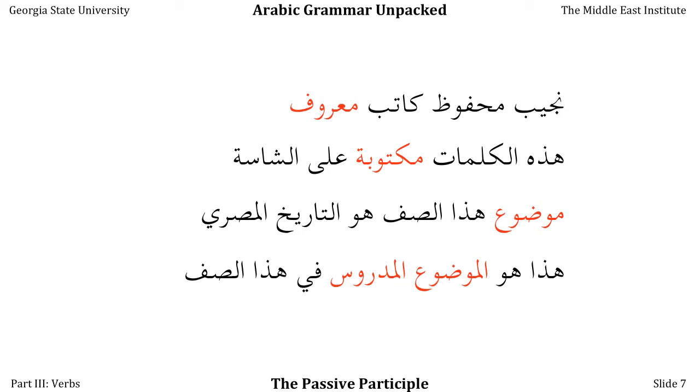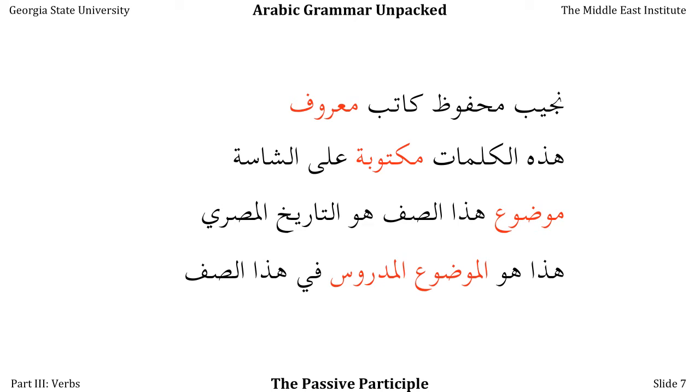This is the subject that is studied in this class. It's important to understand here that madrus means studied in the sense of something that has been studied, not someone or something who has studied. That would be a verb, and we would use the regular past tense to describe that action. This is something that has the action of studying applied to it. It's a very important distinction. So madrus here is an adjective.